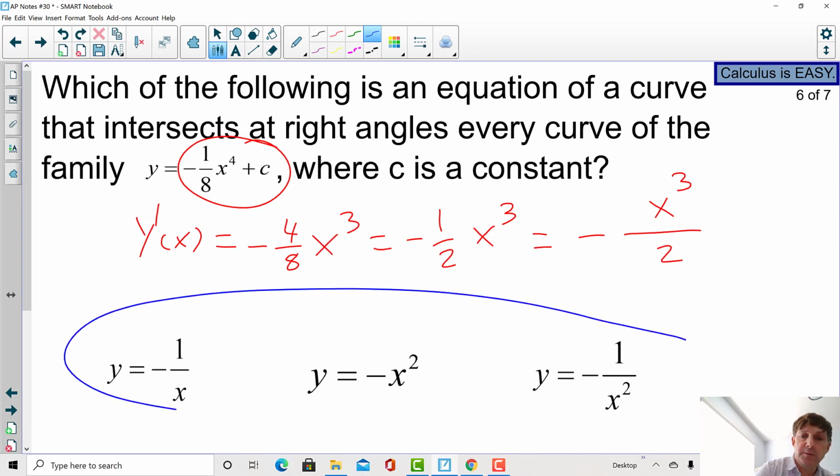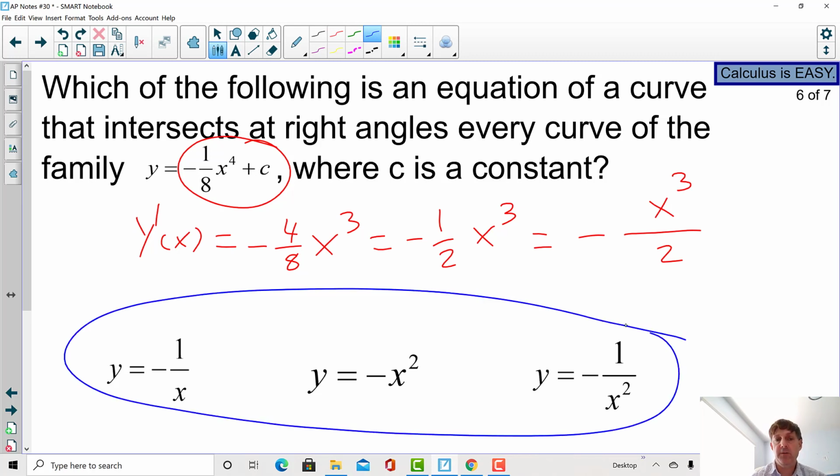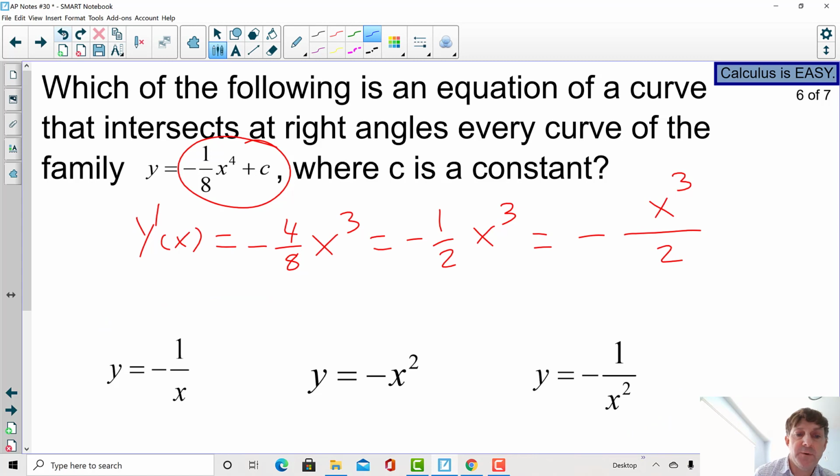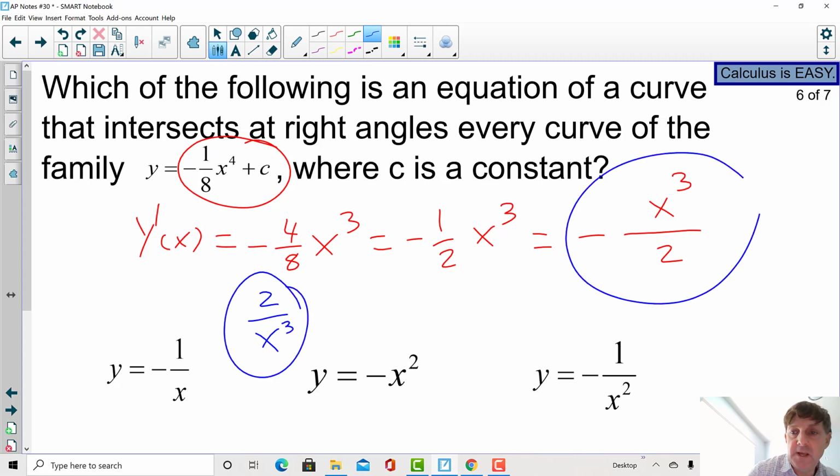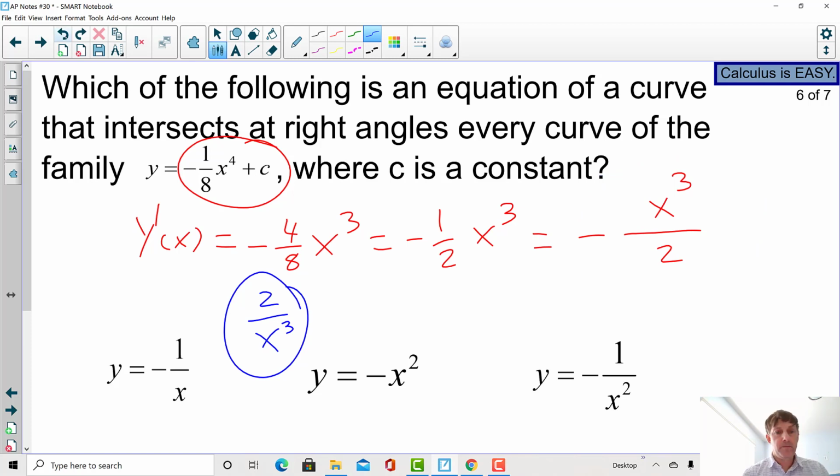Now we're going to look at the slope of these functions, and we're looking for the negative reciprocal. So we need the derivative of one of these to be 2/x to the 3rd, because that would be the negative reciprocal of -x to the 3rd over 2. Remember, if the slopes are perpendicular, they're going to be negative reciprocals of each other. Let's check the derivative for each of these functions.